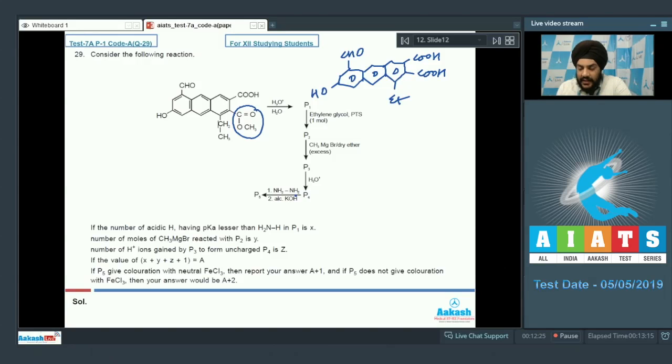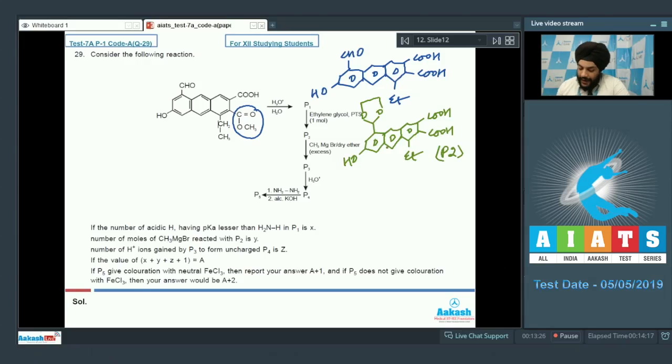We can now see that the product P1 is allowed to react with ethylene glycol in presence of PTSA, which is the para-toluene sulfonic acid. So this set of reagent will cause the protection of the carbonyl group. So the product P2 which is formed in the reaction.